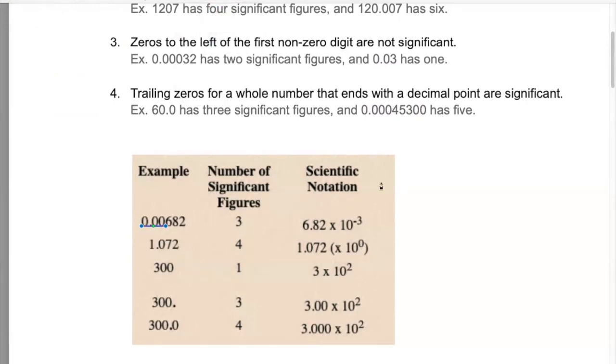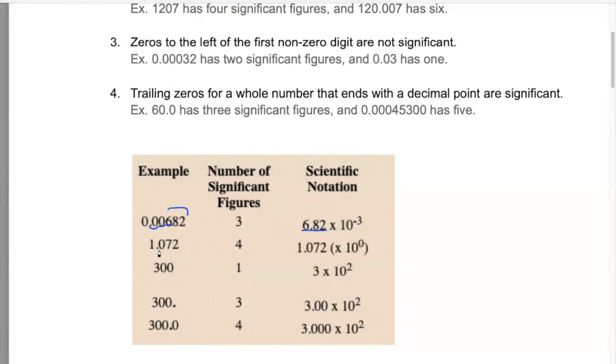And how do we change that to scientific notation? We use just where the number starts. That is non-zero, so starting from 6, 8, 2. And then we count the decimal places. Therefore, it'll be 1, 2, 3 orders of magnitude smaller than 1.